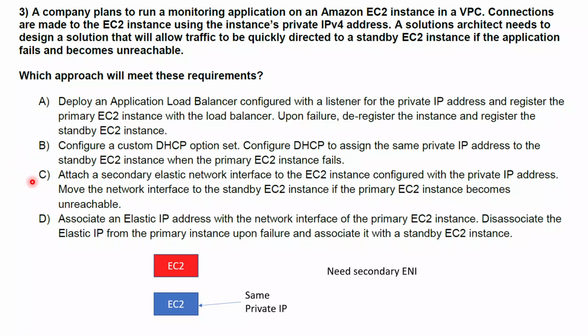Choice C talks about attaching a secondary elastic network interface to the instance. And when the instance is not reachable, we're going to move the interface to the second instance. This is exactly the option that we discussed earlier, so this is a valid one. Choice D uses an elastic IP address. Would this option work? In fact, you can use an elastic IP address and assign it to a different instance if you want. So this option would also work. However, elastic IP is a public IP address. The requirement calls for a private IP. So among all these choices, C is the best option.